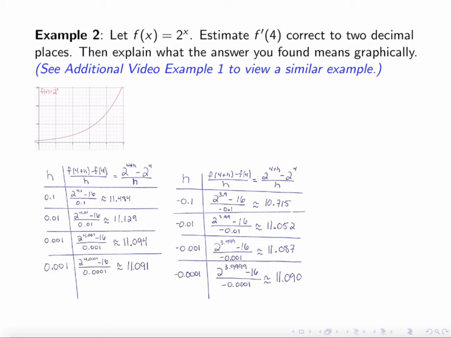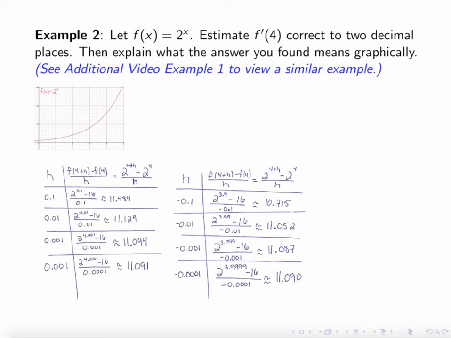So I started with h equals 0.1. Remember that the expression I'm supposed to be looking at is 2 to the 4 plus h minus 2 to the 4th all over h. So if h is 0.1, 4 plus h is 4.1. So I'm looking at 2 to the 4.1 minus 16, because 2 to the 4th is 16, all divided by h, which is 0.1, and when I put that into my calculator, I got 11.484. And then I did the same thing, replacing h with 0.01, so that 2 to the 4 plus h was 2 to the 4.01, calculated the expression and got 11.129.